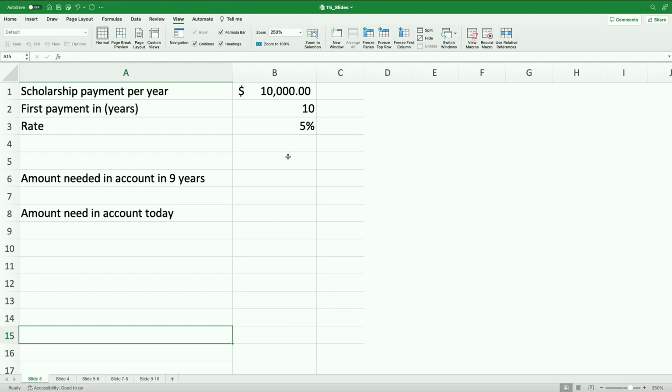The information we're given is the scholarship payment per year is $10,000. The first payment is going to come 10 years from today. Okay. And the rate of return, the discount rate or interest rate in our environment is 5%. So endowments, if you endow money today, it's going to grow at 5%. Okay? So let's think about the timing of the cash flows in this problem.